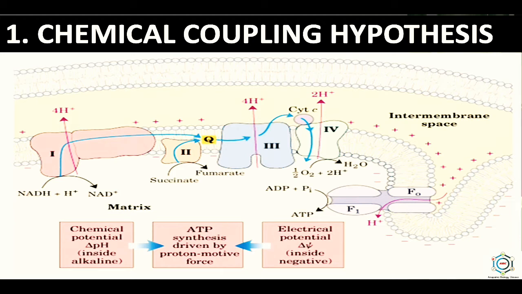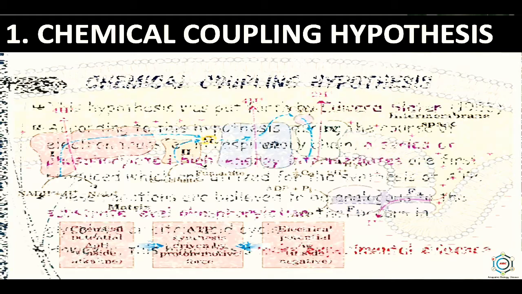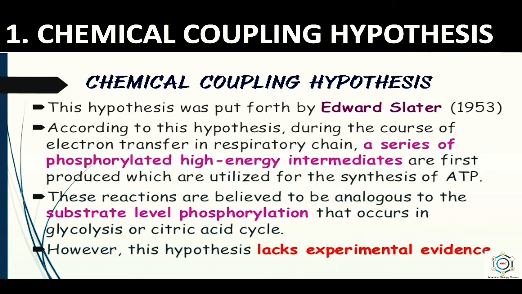Although this concept of oxidative phosphorylation had great support in the past, it does not have much support nowadays. So see here what the chemical coupling hypothesis is. This hypothesis was put forth by Edward Slater. According to this hypothesis, during the course of electron transfer in the respiratory chain, a series of phosphorylated high energy intermediates are first produced, which are utilized for the synthesis of ATP.